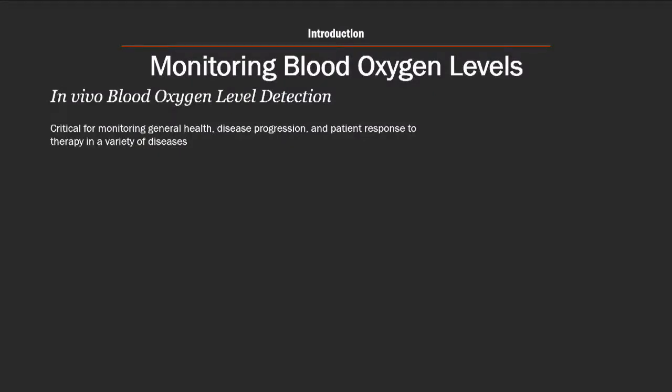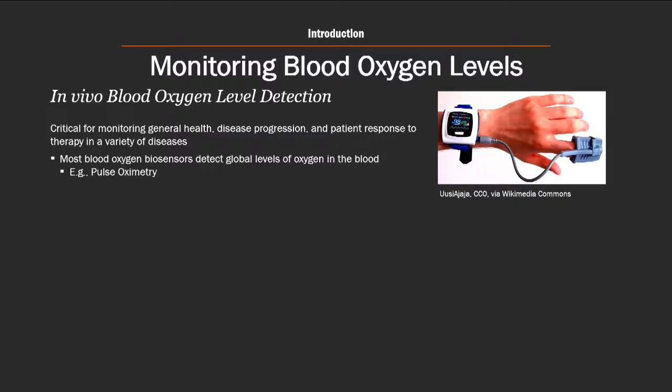So the project I'm going to talk about today is on the development of hemoglobin microbubbles for blood oxygen level detection. This is really a proof of principle formulation study. Before I get into why we are making these bubbles, I'm going to talk a little bit about why. Monitoring blood oxygen levels is very important for monitoring general health, disease progression, and how patients respond to different therapies or different diseases. We're all pretty familiar with blood oxygen level detection sensors, mostly pulse oximetry, using optical methods of estimating oxygen blood saturation. You've all probably seen pulse oximeters in a hospital or on your Fitbits or watches.